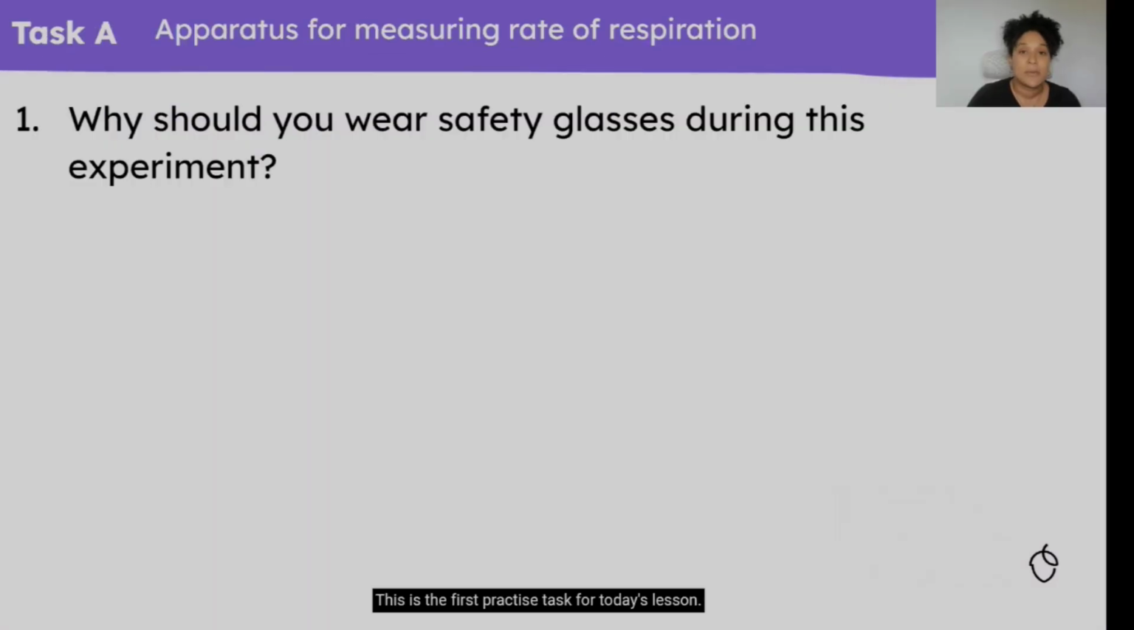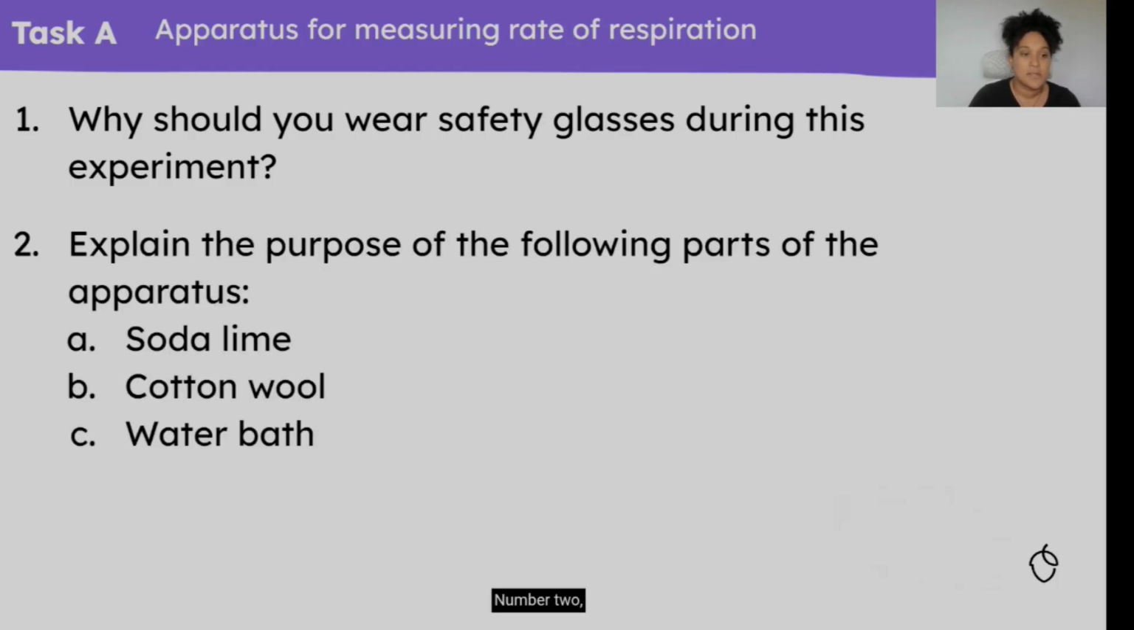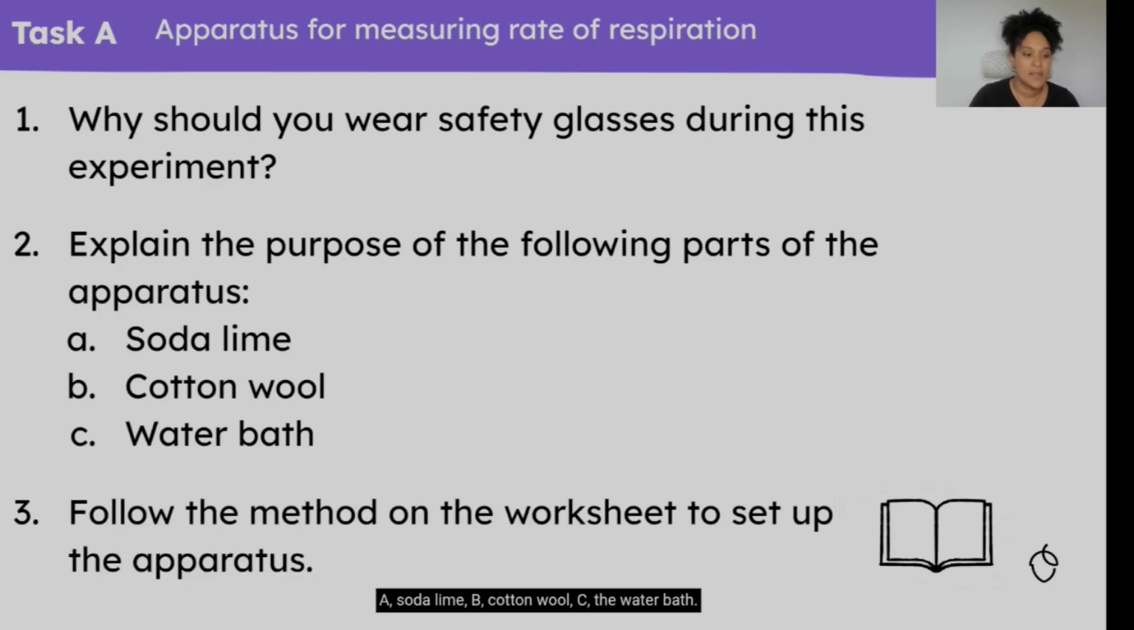This is the first practice task for today's lesson. Number 1, why should you use safety glasses during this experiment? Number 2, explain the purpose of the following parts of the apparatus. A, soda lime. B, cotton wool. C, the water bath. Number 3, follow the method on the worksheet to set up the apparatus. Okay, you'll need to pause the video now to give yourself enough time to carry out those tasks and click play when you're ready to move on with the lesson.